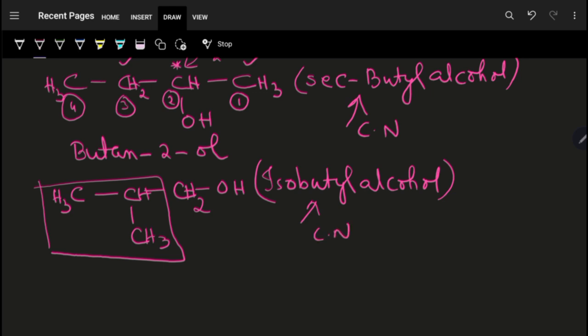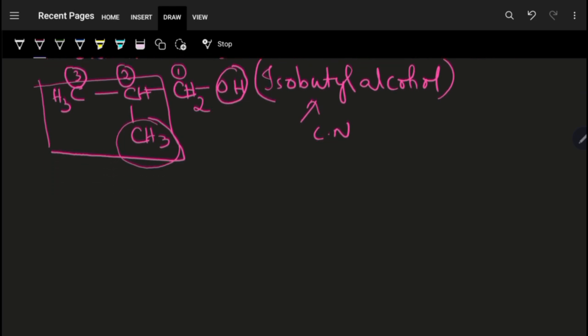Then what will be the IUPAC name? So numbering 1, 2 and 3. At position 2 there is methyl, at position 1 there is OH. So we will write OH as the functional group. So we will write 2-methyl, with 1, 2, 3 carbon atoms in a chain. Prop system. So propan. Propanol we can write, or propan-1-ol. Both are allowed, propanol and propan-1-ol.